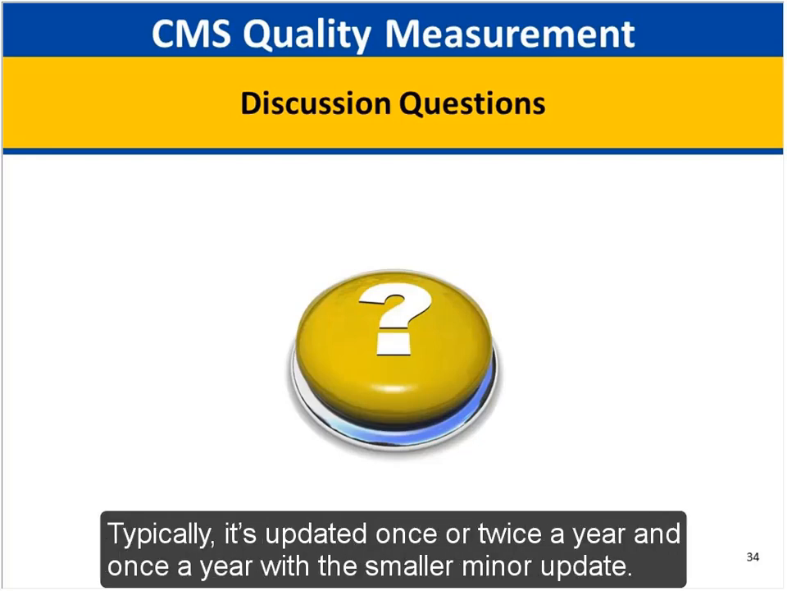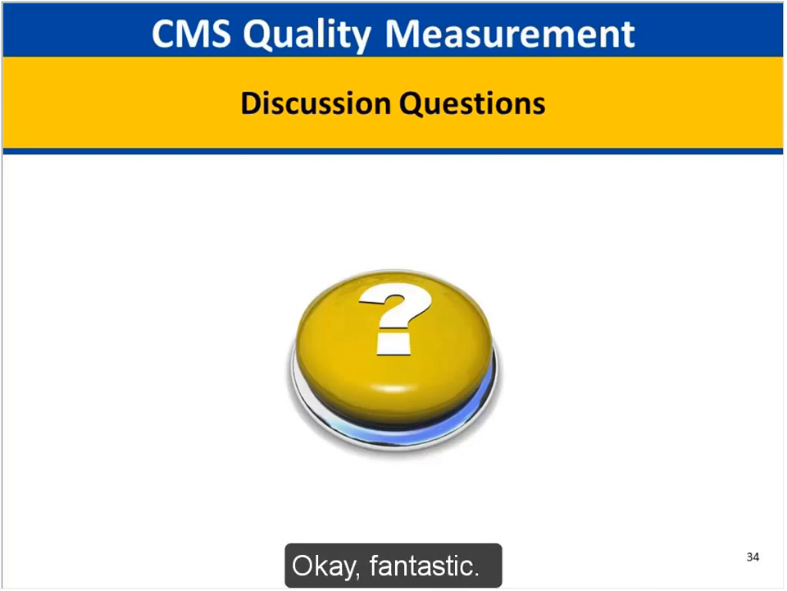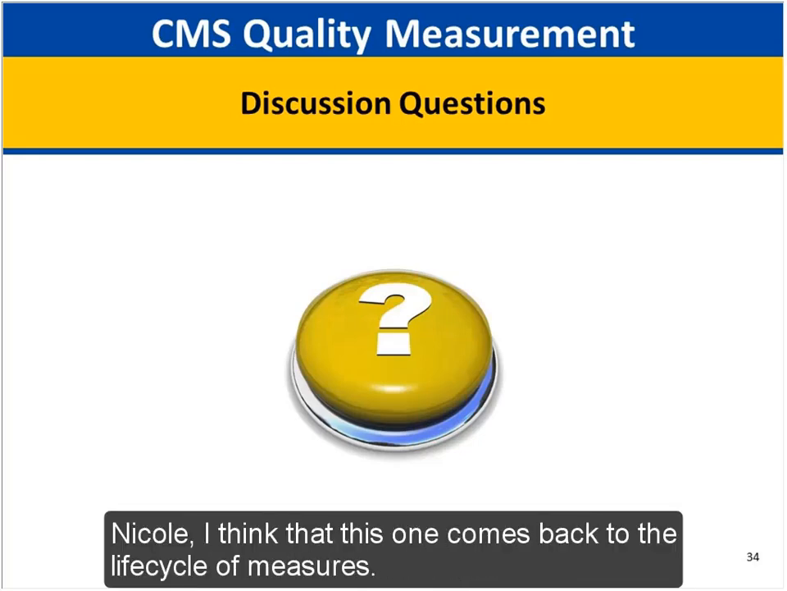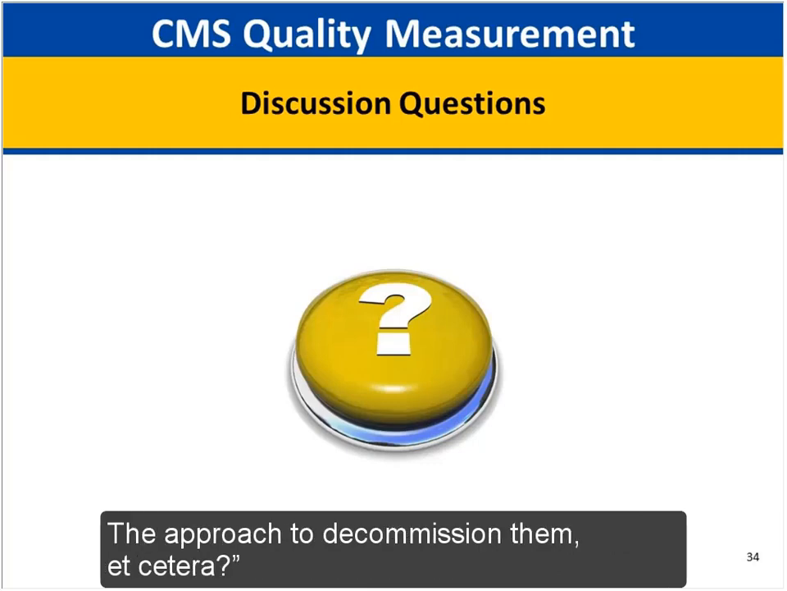So we will be incorporating meaningful measures into the blueprint in this next rendition. Typically, it's updated once or twice a year with a smaller, minor update, and then we do a large update, usually somewhere in the spring or summer. Okay, fantastic. Nicole, I think this one comes back to the life cycle of measures. So can you address topped-out measures, specifically the life cycle of them, the approach to decommission them, et cetera?